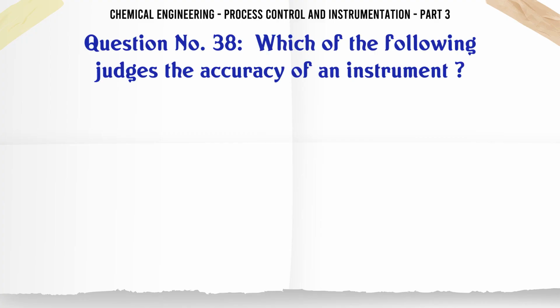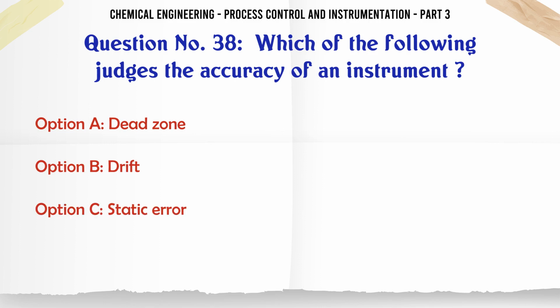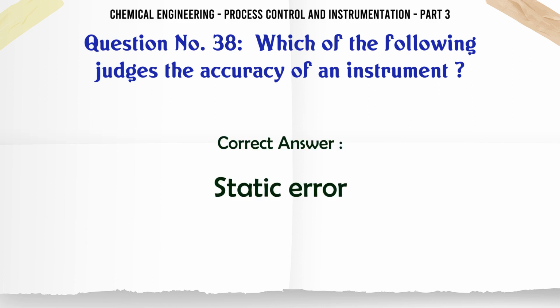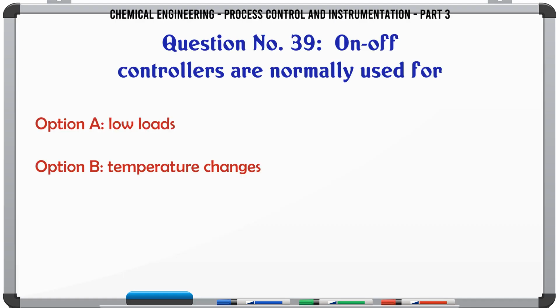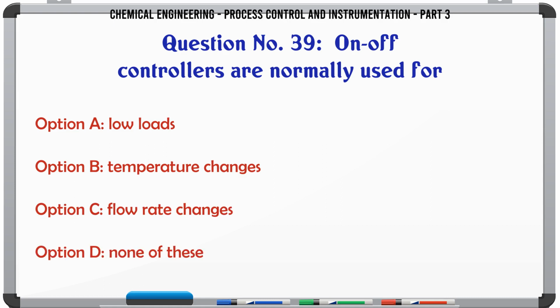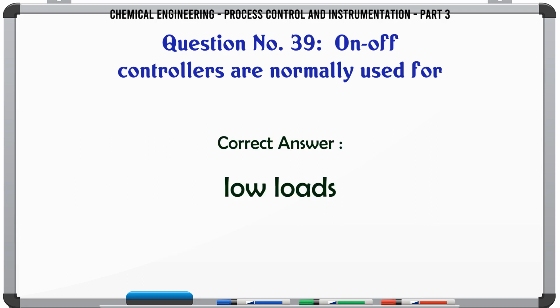Which of the following judges the accuracy of an instrument? A dead zone, B drift, C static error, D none of these. The correct answer is static error. On-off controllers are normally used for A low loads, B temperature changes, C flow rate changes, D none of these. The correct answer is low loads.